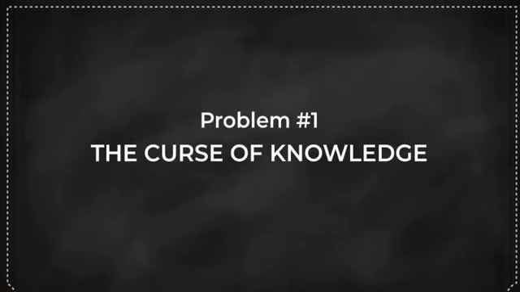But before we look at those 3 strategies, I need to talk about the 2 most common mistakes that prevent people from making a good course. Problem number 1 is the curse of knowledge. The curse of knowledge is something that happens to all of us. It is simply one of the ways in which the human brain works.